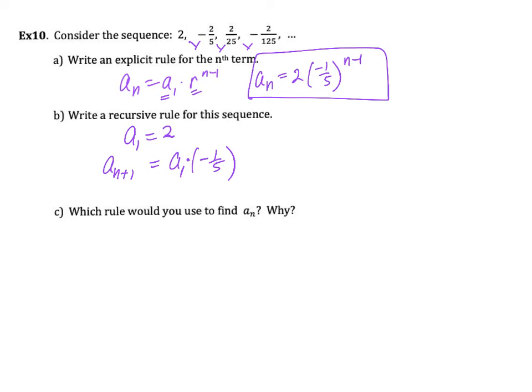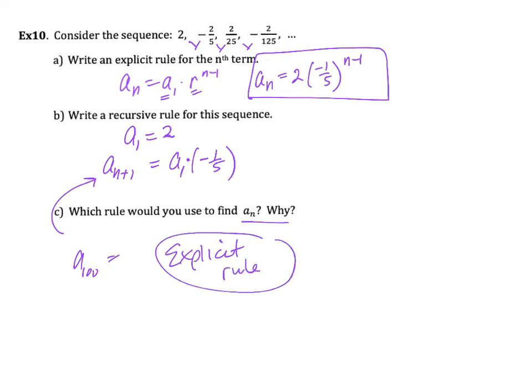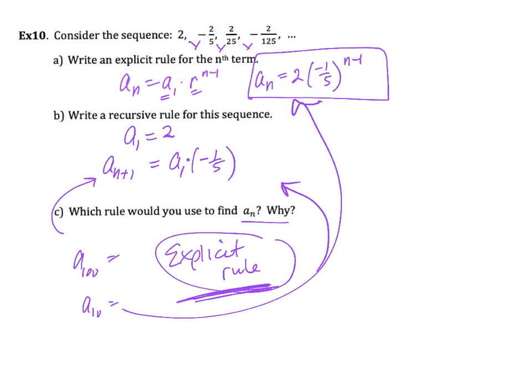Letter C, which rule would you use to find a sub n and why? Well, if I was going to find like the 100th term, would you want to use the recursive rule? Well, if you want to find the 100th term, you have to have the 99th term. And if you want to find the 99th term, you have to find the 98th term. So the recursive rule is not ideal to use. So you should be wanting to use the explicit rule to find a sub n. Right? So even if you had to find a sub 10, you could either just plug in 10, or you could find the 9th term, the 8th term, the 7th term, the 6th term. So explicit rule is going to be easier because you can just plug in the number.